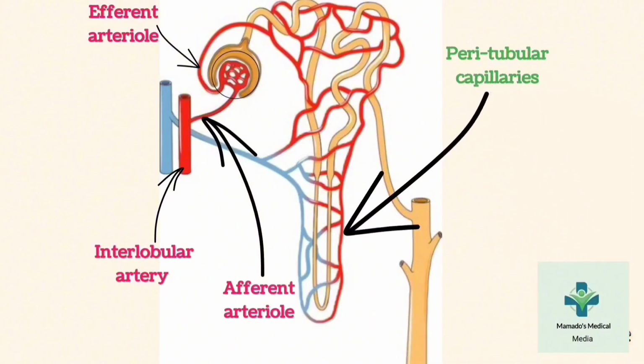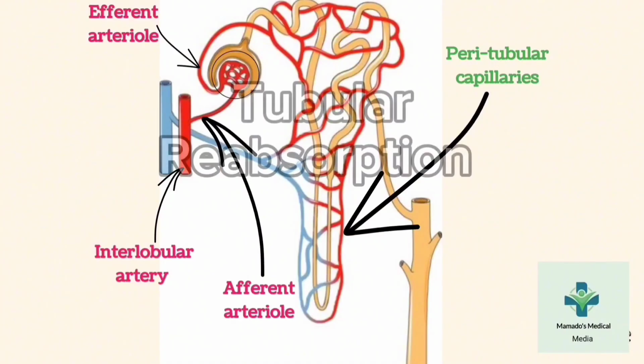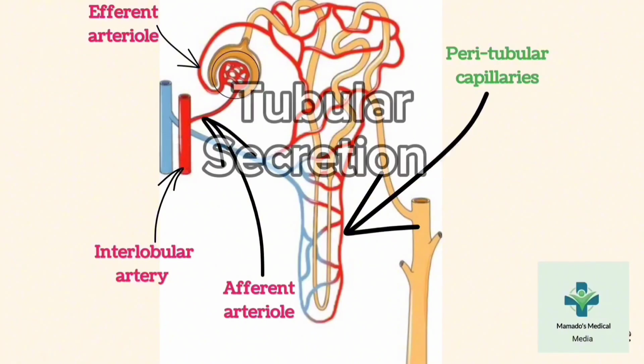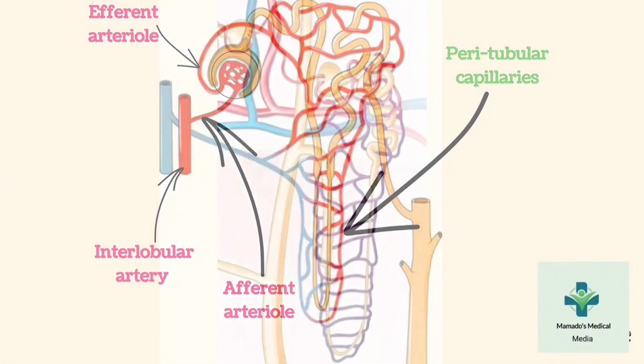These capillaries wrap around the tubules and play a key role in tubular reabsorption, where filtered substances like glucose, water, and electrolytes return back to the bloodstream, and tubular secretion, where certain waste products are added to the tubule from the blood.